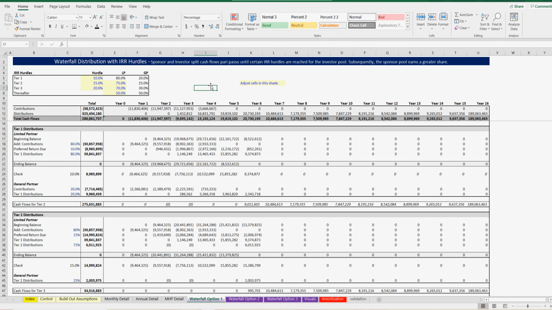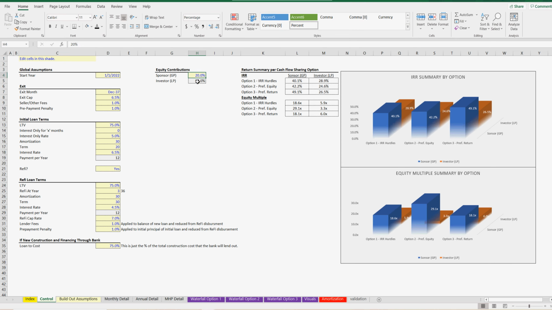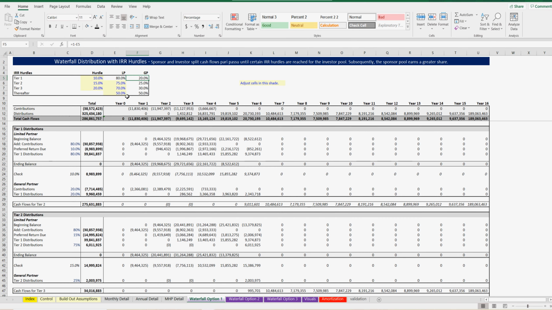And this is more of a soft equity where essentially until the investor gets a 10% return, cash is split and distributed pari passu, which is whatever they put in, they get out. So you can see we started at an 80-20 split. This is saying all the contributions are split 80-20 between the investor and the sponsor, and then the cash will essentially be split in the same way.